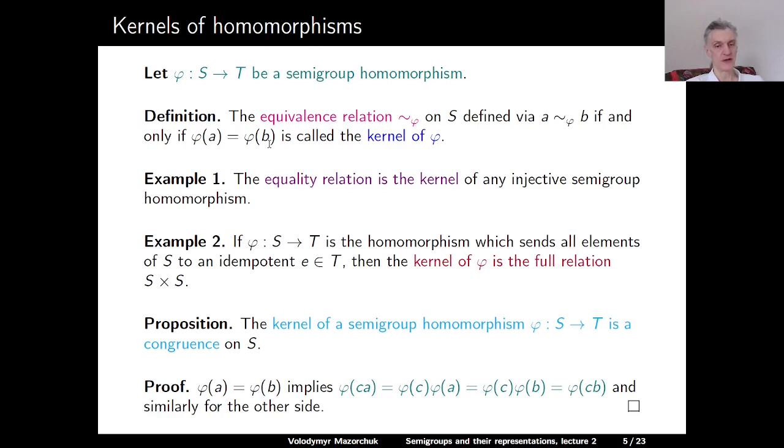But phi of A equal to phi of B implies that phi of CA is equal to phi of C times phi of A, because phi is a homomorphism. So phi of C times phi of A is equal to phi of C times phi of B. And again, since phi is a homomorphism, we can collect it into phi of CB. So A is tilde phi equivalent to B implies that CA is tilde phi equivalent to CB, and similarly for multiplication on the other side. So this is a proof of the fact that tilde phi is indeed a congruence on S.